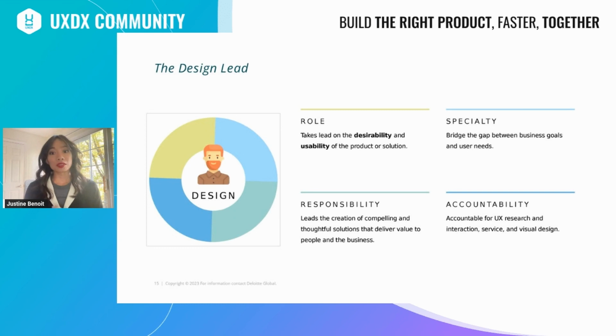Next, we go to the design lead. Your design lead, their role is to take lead on the desirability and usability of the product or solution. So, are the solutions we're presenting going to connect with our end users? Is it going to be effective in supporting the users in completing tasks that involve this product that we're working on? Their specialty is to bridge the gap between business goals and user needs.